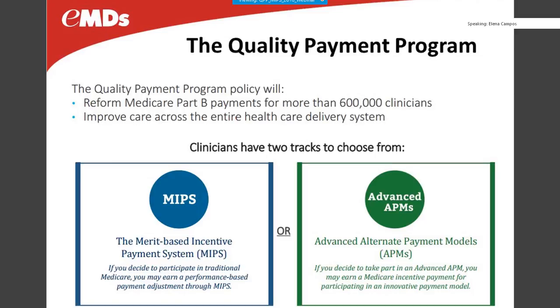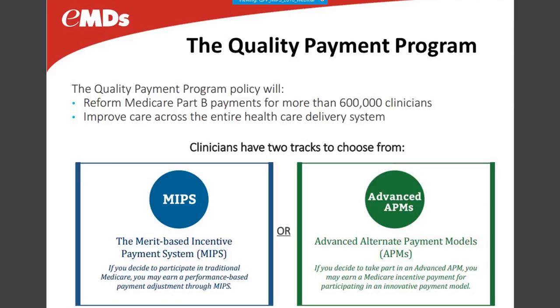A little bit more about the Quality Payment Program. Again, this is the program that has been initiated under the MACRA bill. It gives clinicians two choices: either participate in the MIPS program or participate with an advanced alternative payment model. They are expecting quite a large percentage of clinicians to fall under this requirement. So those clinicians will have these two options: either select MIPS or select an advanced APM to participate with.